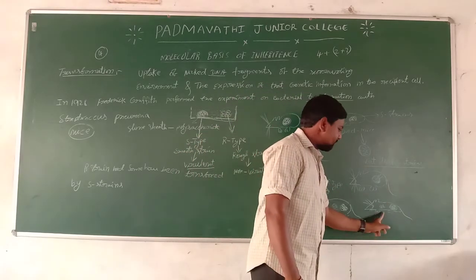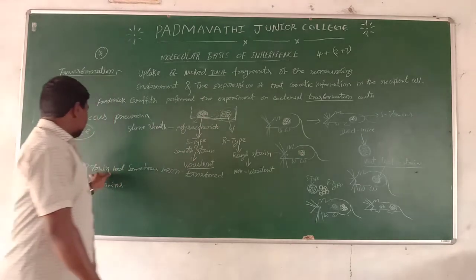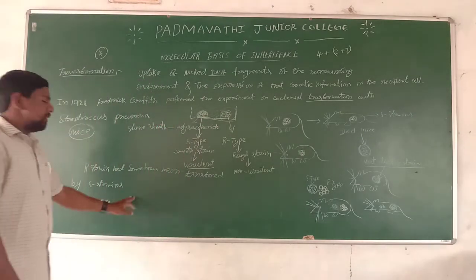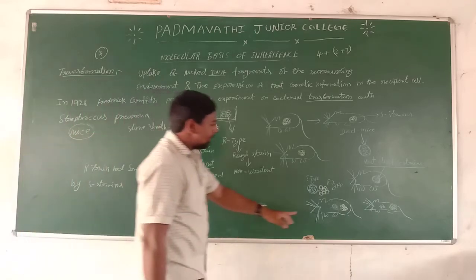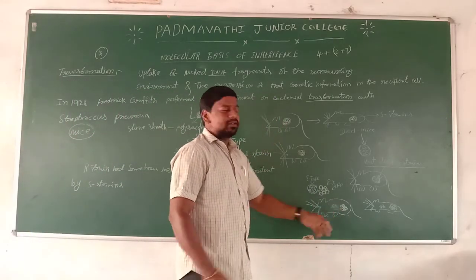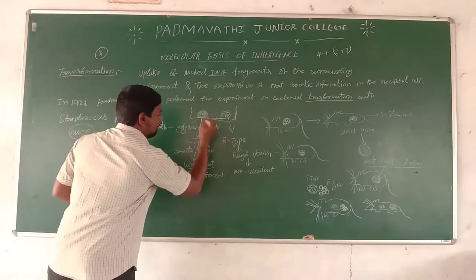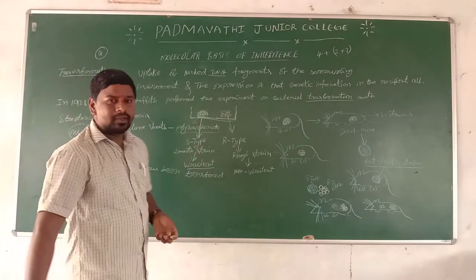So what happens here? R strains are somehow being transformed by S strains. What is that? Genetic material. What is the genetic material here? Polysaccharide sheath. Thank you all of you.